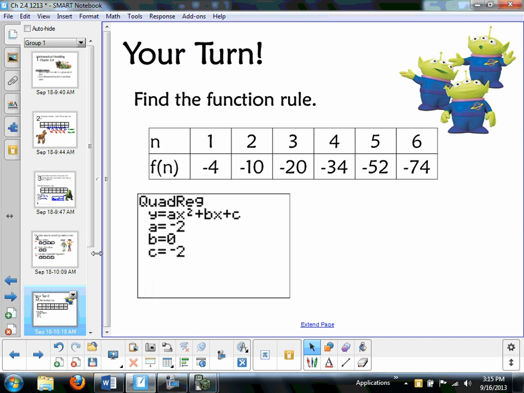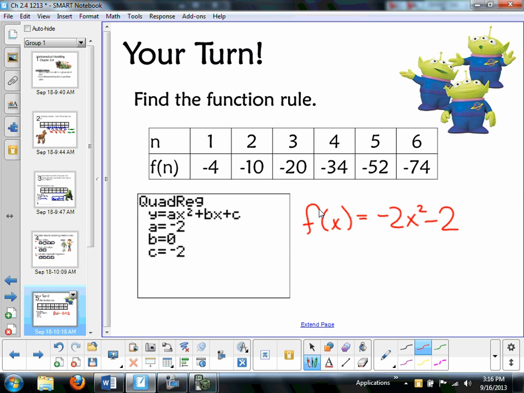Okay, hopefully you've had a couple minutes here to go ahead and do your calculation. When you do your regression, this is the screen that you should see. So your function rule should give you negative 2x squared minus 2. Again, we have a 0 for our b value, so our x term is non-existent. That is our function rule. So that's looking at raw data.